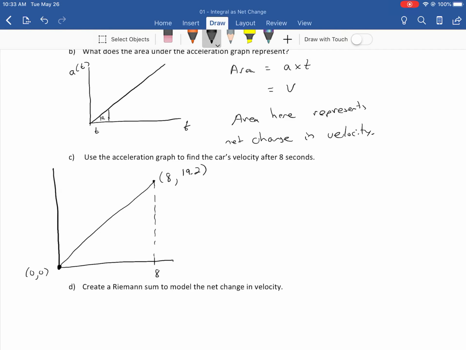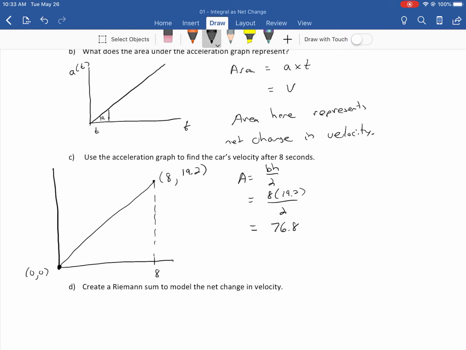Now it says, if I'm going to use this graph to do it, well, I'm just going to find the area under the curve. Like, no Riemann sums, no integrals, no nothing. I'm just finding the area under a curve that happens to be a simple triangle here, really going back to very basics. And so if I want to find this area, I'm just doing base times height over 2. The base will be 8. The height will be 19.2 divided by 2. Let me punch that in. 8 times 19.2 divided by 2.